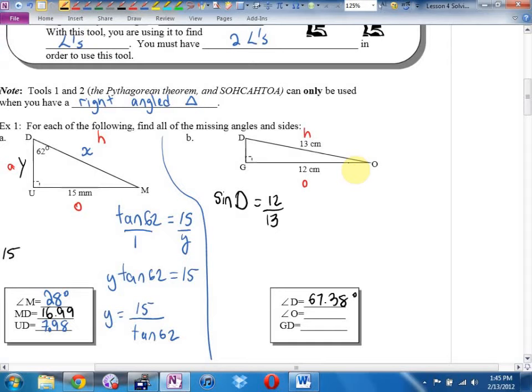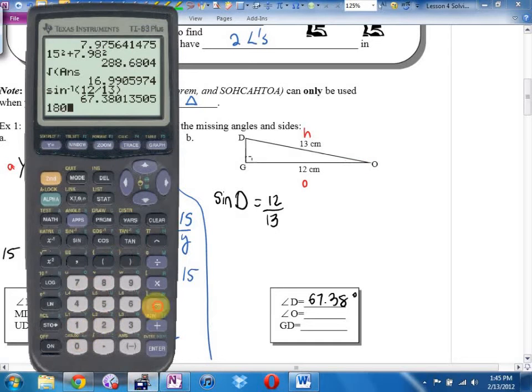Just wrote a test on it, kiddo. Sam, how do I find it? Oh, angle sum of triangles, 180 minus. So you're saying 180 minus 90, minus 67.38. How big is angle O? 22.62.